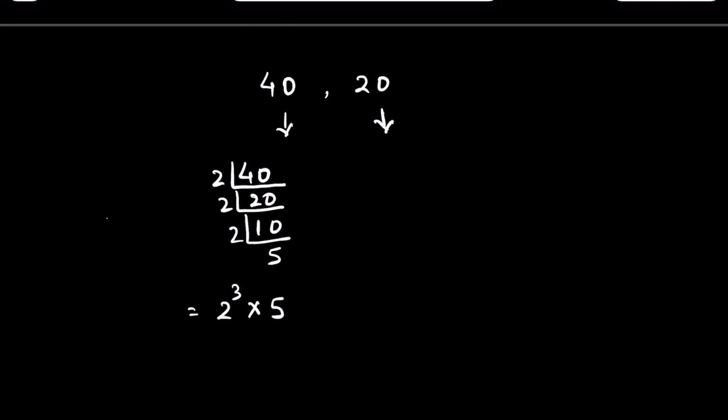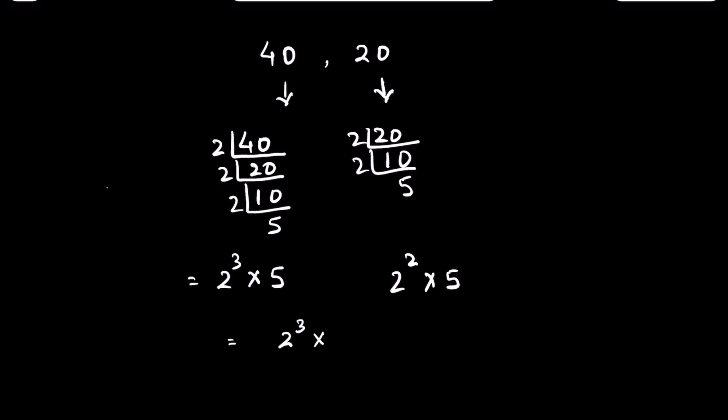Find the prime factors of 20. 2 times 10 is 20, 2 times 5 is 10. So the prime factors of 20 is 2 to the power 2 into 5. So the LCM will be 2 to the power 3 multiplied by 5, which is 40.